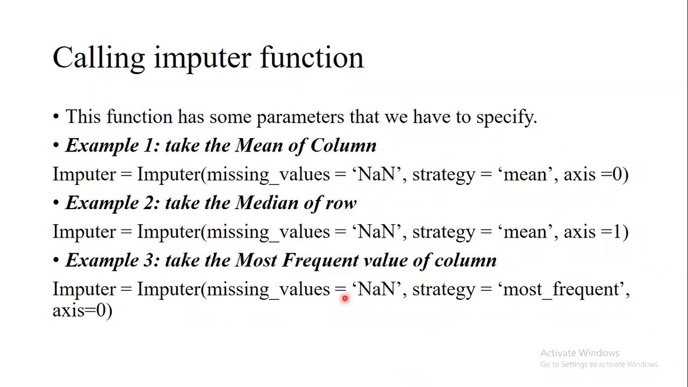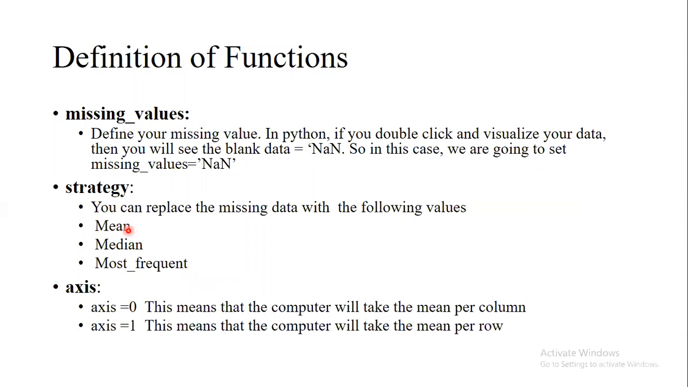Okay. So instead of mean here, you can give a median or mode, whatever you want to use. So mean, median, most frequent. Missing values, it's always NaN. Then for strategy, you need to give a mean or median or a mode, most frequent. So if you want to handle based on the column, axis equal to 0. If you want it based on row, we need to give axis equal to 1.